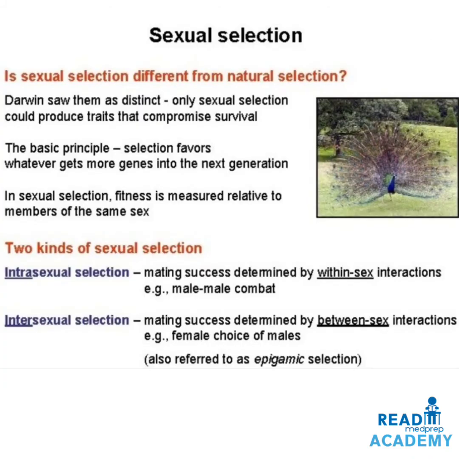Now, sexual selection. Is sexual selection different from natural selection? Darwin saw that a distinct process, only sexual selection, could produce traits that compromise survival. The basic principle: selection favors whatever gets more genes into the next generation. In sexual selection, fitness is measured relative to members of the same sex.